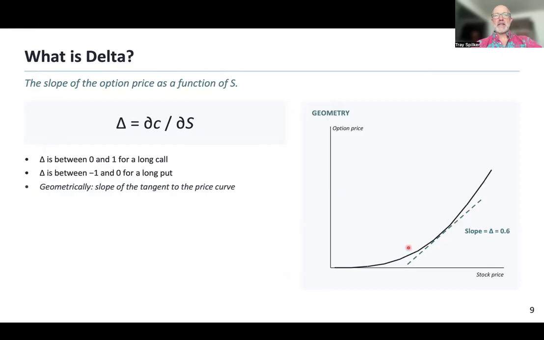So delta is a linear approximation, right? And the slope of this line is the delta, the slope of this tangent line at the current stock price. So in this case, the delta is 0.6. So it's slightly in the money, as it were, right?